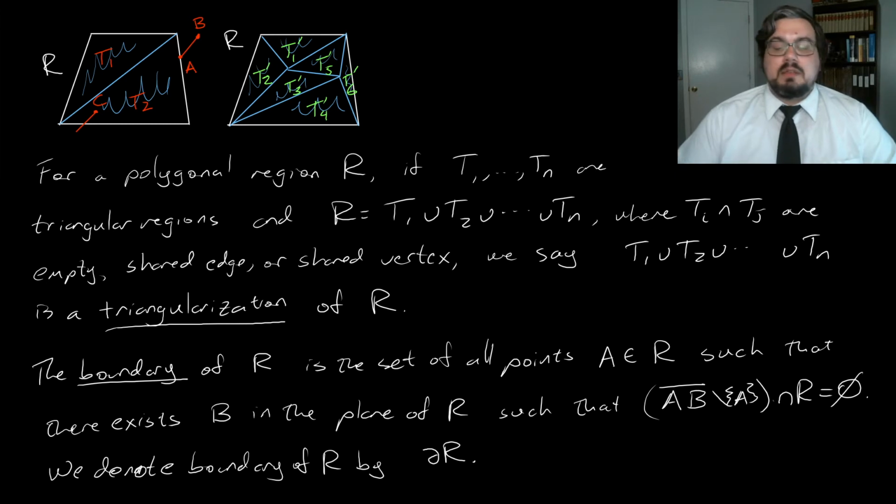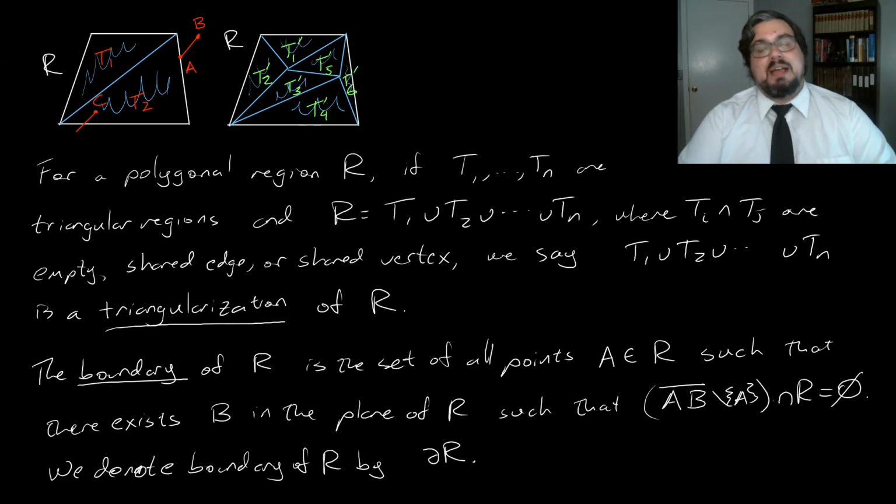Now, the boundary of a region can be used to describe essentially the shape of that region. If we look at the boundary of R, the specific R that we have on the screen up above, the boundary is given by the white segments, and we can see that it appears to be a trapezoid. We would call this, therefore, a trapezoidal polygonal region.